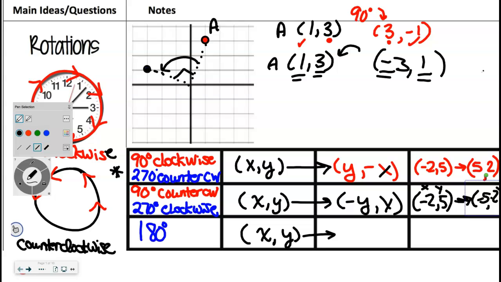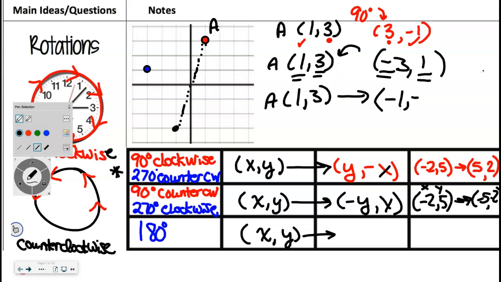Our last one is going to be the 180. It's the easiest one to do. The 180 just sends it directly across, like a 180-degree turn. So it's basically, remember a line is 180 degrees? It basically just goes on a straight line this way. So watch what happened to 1, 3. It went to 1 to the left and 3 down.